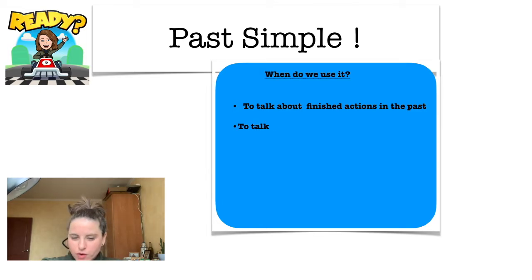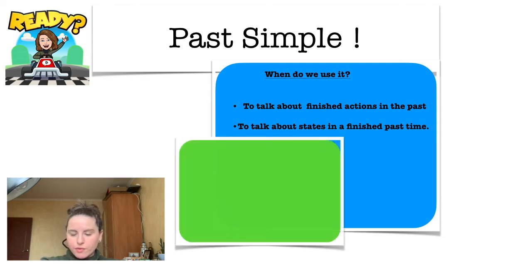Okay. We also use past simple to talk about states in a finished past time. States are состояния. So for example, yesterday I was happy, or yesterday you were hungry. Okay, so was or were are the past simple forms of the verb to be. We use them to describe states, состояния.